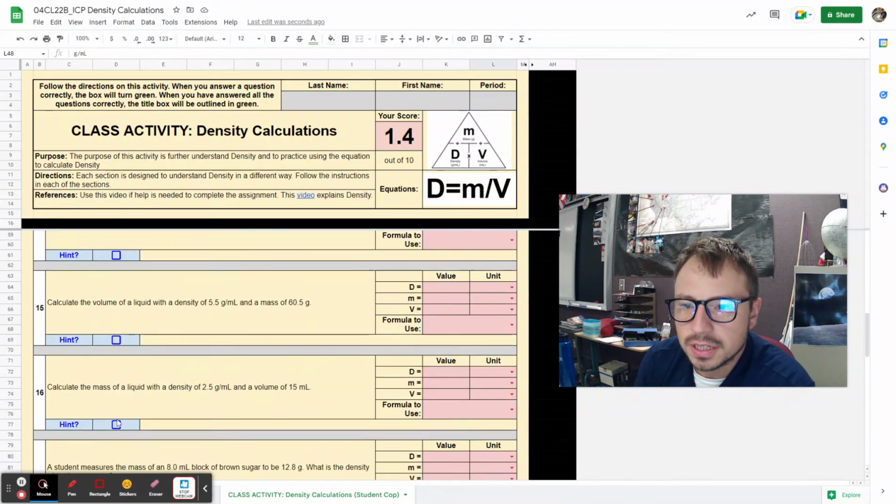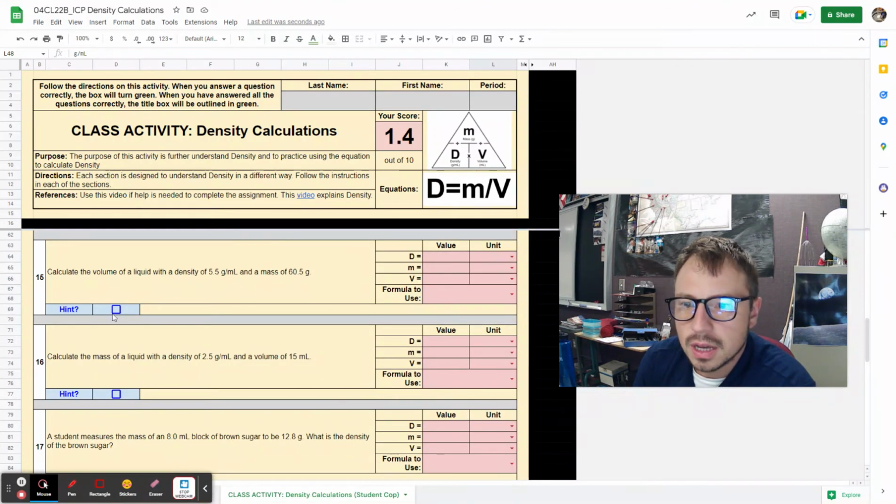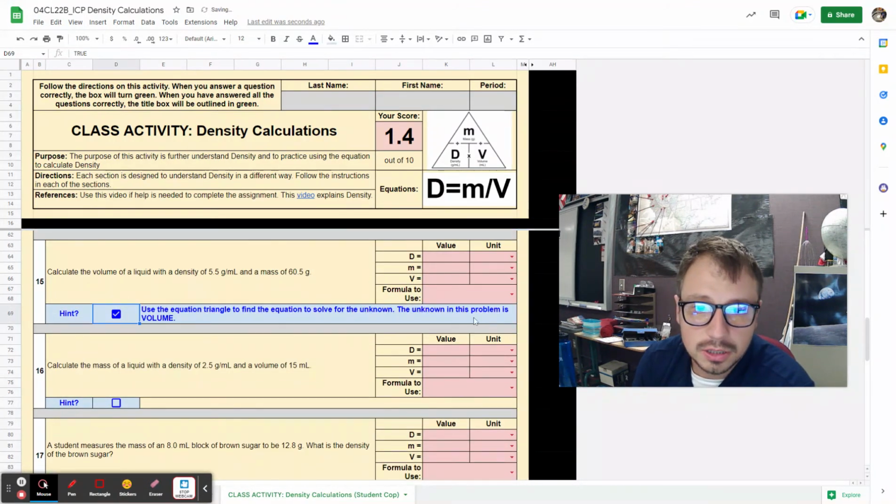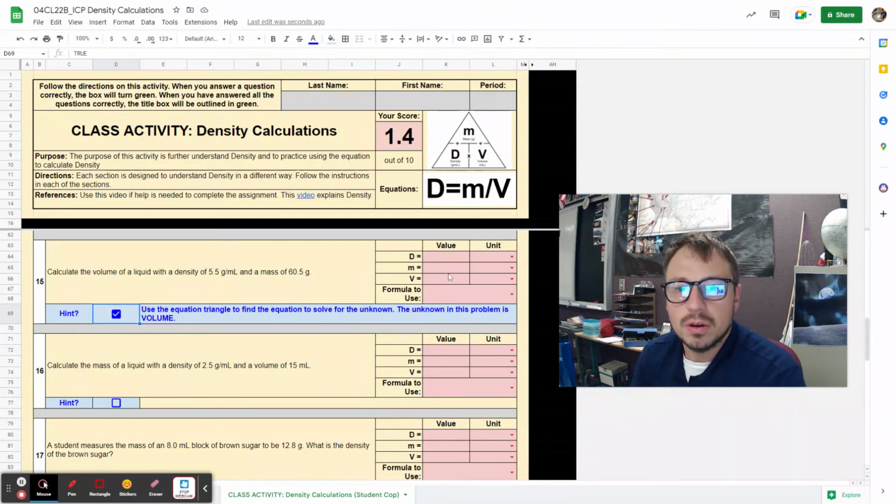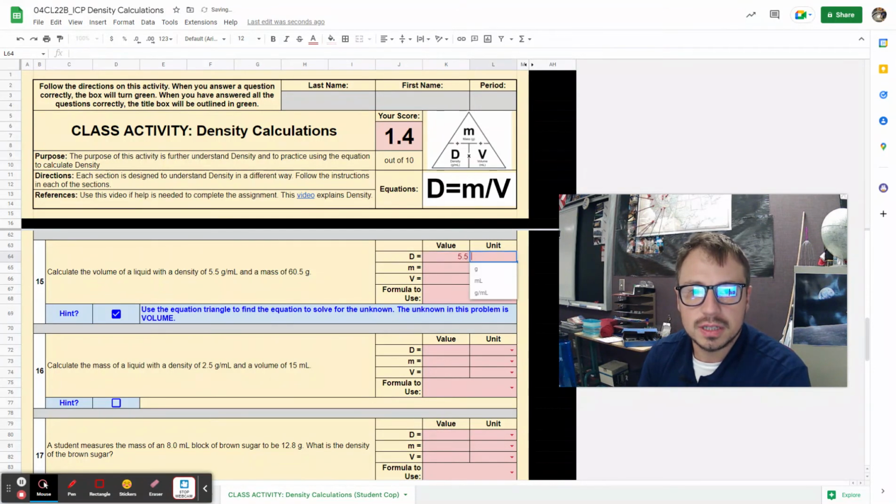Good. All right. So now that we did one, let's do one where we calculate volume. Let's do number 15 down here. There we go. Right. So hint, here it is. This one, the unknown, is the volume. Right. So calculate the volume with a liquid density of 5.5 grams per milliliter and a mass of 60.5 grams. So let's just fill in what we know first. So I know the density is going to be 5.5, and the unit is grams per milliliter. And the mass is going to be 60.5, and the unit is going to be grams.